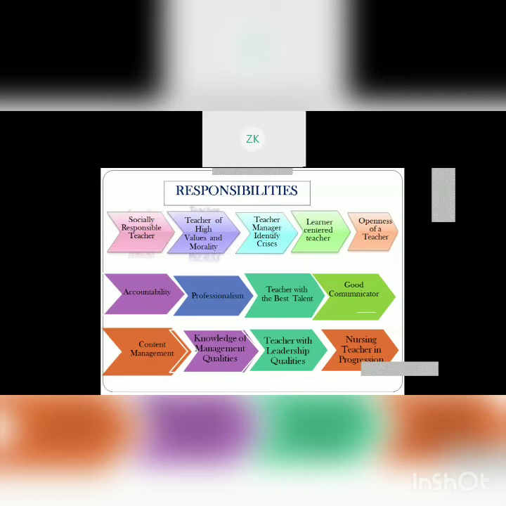And then nursing teacher is in progression. So when we say nursing teacher in progression, as a teacher, learning doesn't stop there. Therefore, a teacher is always faced with an opportunity and should always take the opportunity to improve oneself. So that is our responsibility. These are the responsibilities that we should perform as a teacher or a nurse educator.